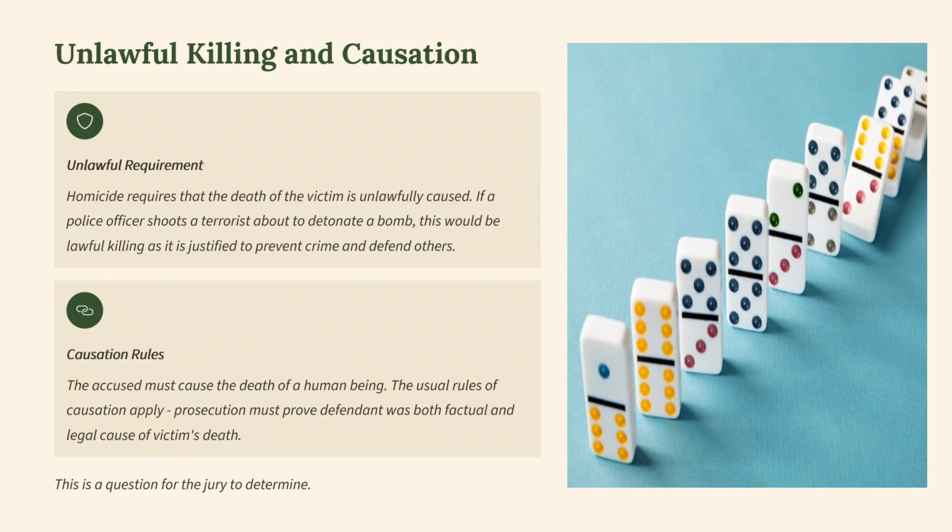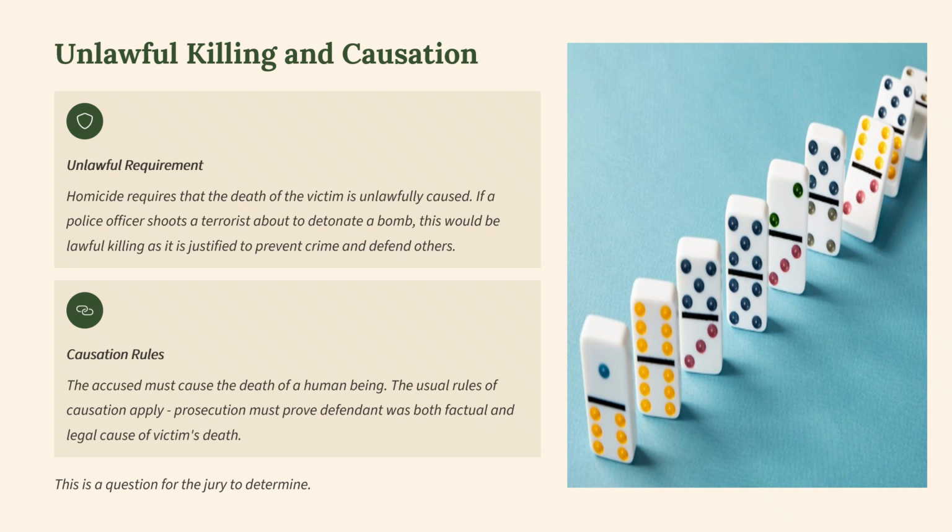And what about the issue of unlawful killings and causation? Again, the unlawfulness requirement is key. Homicide requires that the death of the victim is unlawfully caused. If a police officer shoots a terrorist about to detonate a bomb, this would be a lawful killing, as it is justified to prevent crime and defend others.